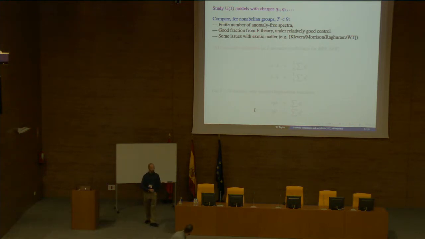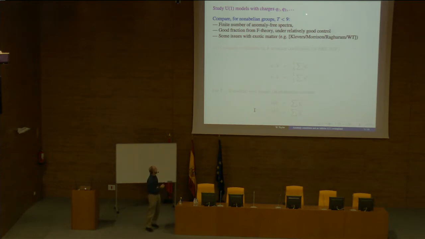We know that if the number of tensor multiplets is less than 9, then there's a finite number of gauge groups and massless matter spectra that are consistent with the anomaly conditions and the positivity conditions on some of the curvature squared terms, on the F squared terms, for instance. And a good fraction of those come from F theory. So a good fraction of the models that look acceptable, in fact, we have UV realizations for.